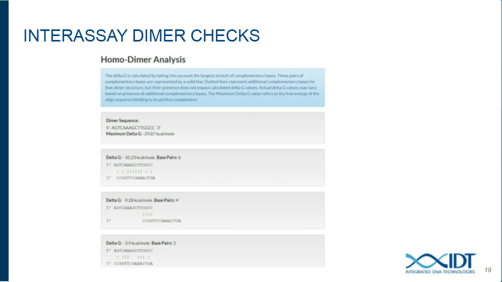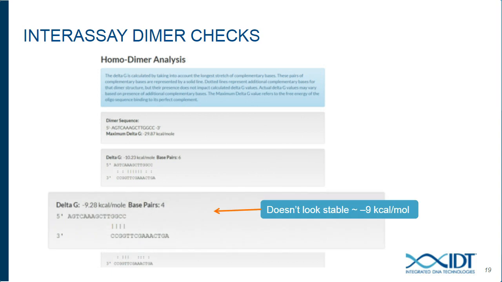The next dimer in the list isn't going to be quite as strong, and it has a delta G value of -9.3 kilocals per mole. But when we take a closer look at this dimer, it's a little bit more concerning. What we have here is a terminal dimer in which the 3' end will actually bind with itself.